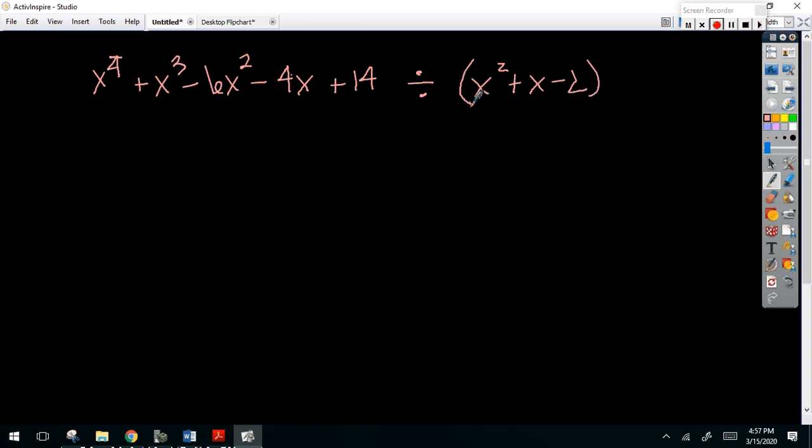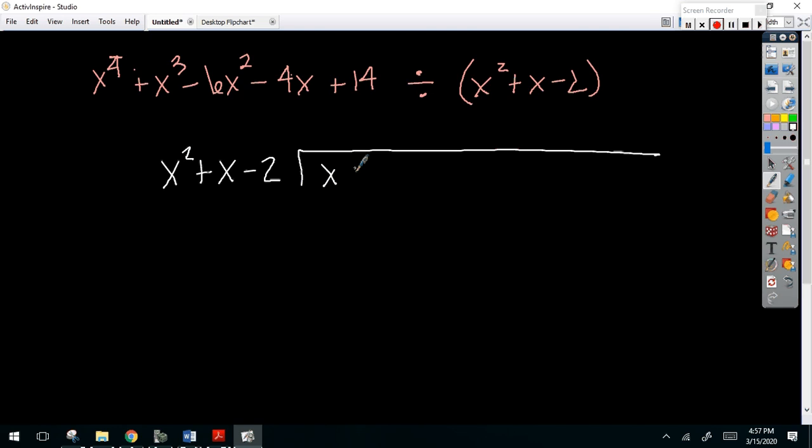Okay, again, check for placeholders. I don't need any in this. I've got 4, 3, 2, 1, and a constant. The one that I'm dividing by, I am also good on. So what I'm going to do is set my problem up here. X squared plus x minus 2 goes into x to the 4th plus x to the 3rd minus 6x squared minus 4x plus 14. Okay, and let's start the whole process.